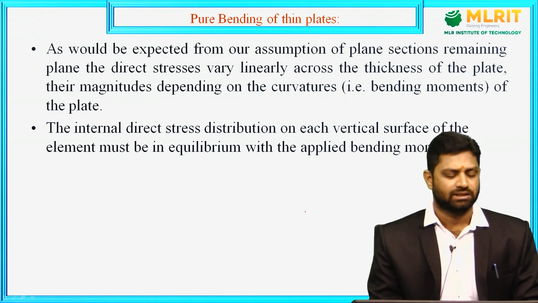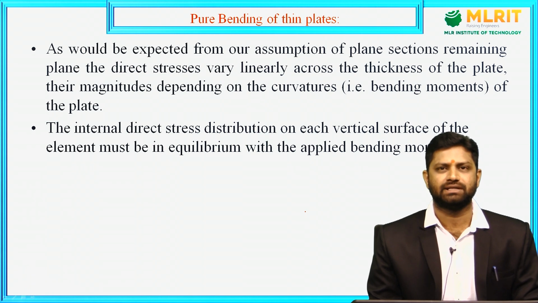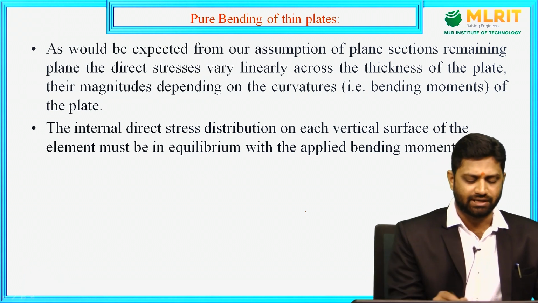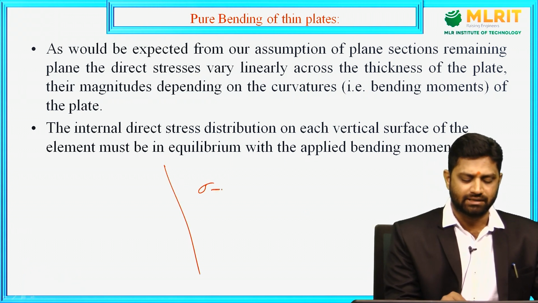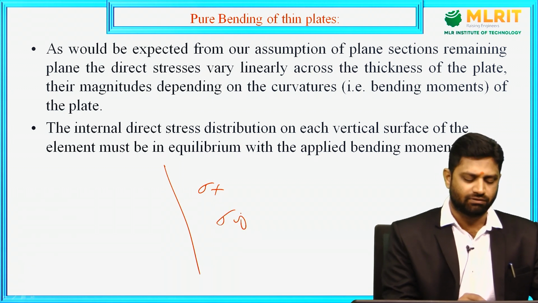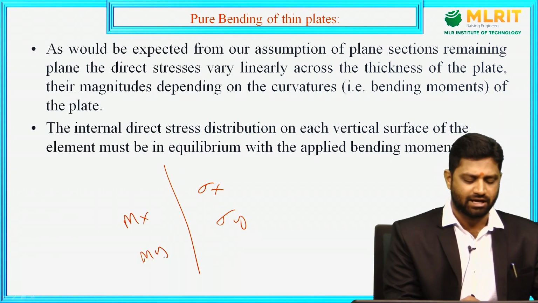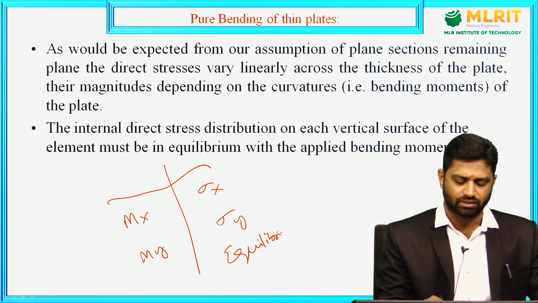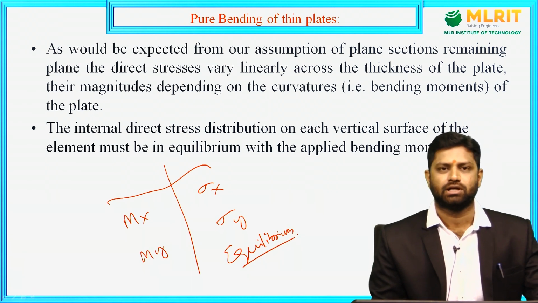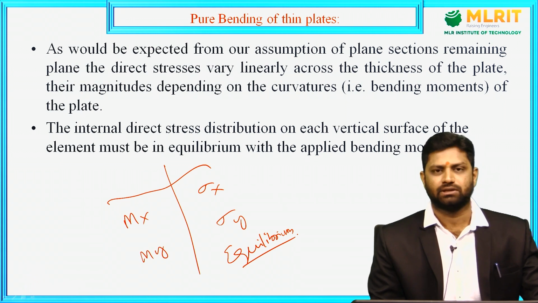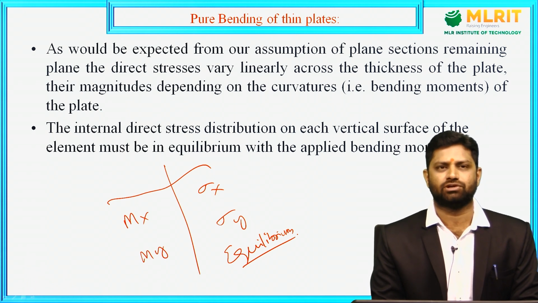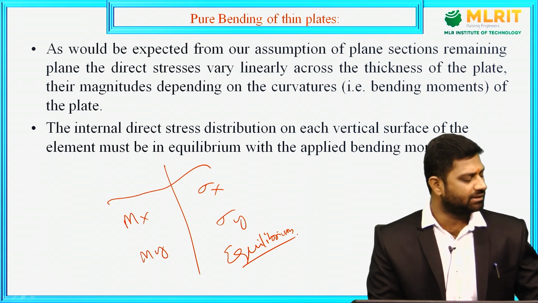That is, the internal direct stress distribution on each vertical surface of the element must be in equilibrium with the applied moments. Okay, so what is that? The internal direct stress distribution, that is the moment due to sigma x or sigma y, should be equal to the applied moments, that is mx and my. So here we need to consider the equilibrium between the applied bending moments and the direct stress distribution. Now we are going to write that equilibrium equation: applied bending moments must be in equilibrium with the internal direct stress distribution developed on each vertical surface of the element. Okay, so we are going to write that derivation.